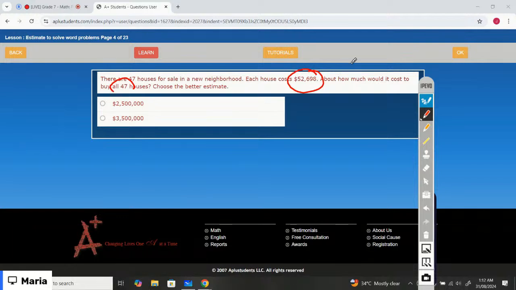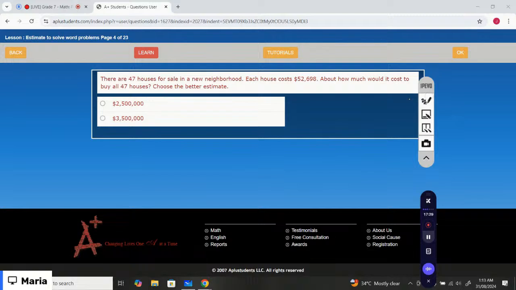So you can round off, like you can estimate 52,000 to 50,000, and this 47 is estimated to 50. So 5 times 5 is 25. So that is, you need to add 1, 2, 3, 4, 5, 0, 1, 2, 3, 4, and 5. So that is 2,500,000. So option number 1 is the correct option. 2,500,000 is the correct option. Got it?